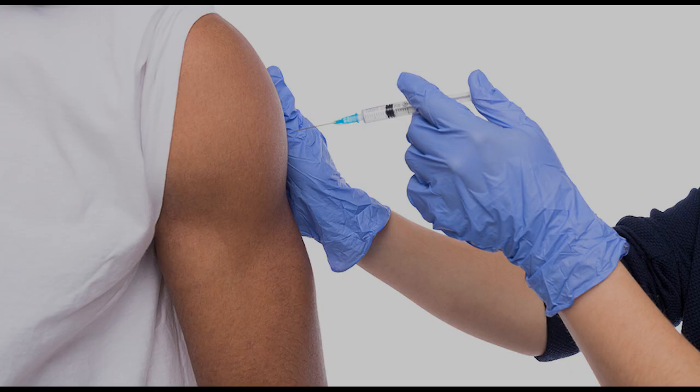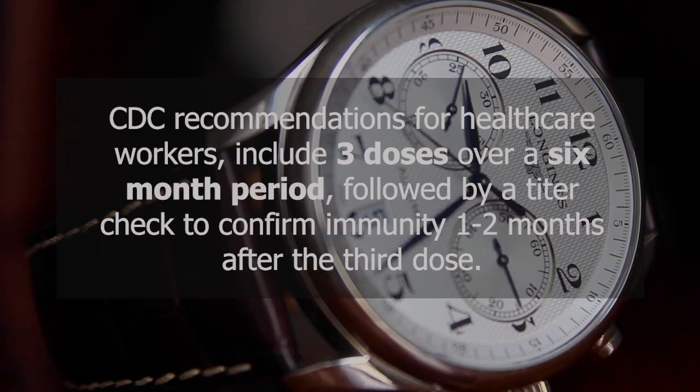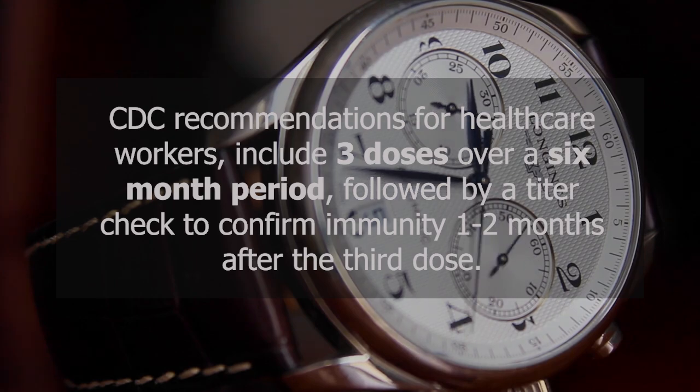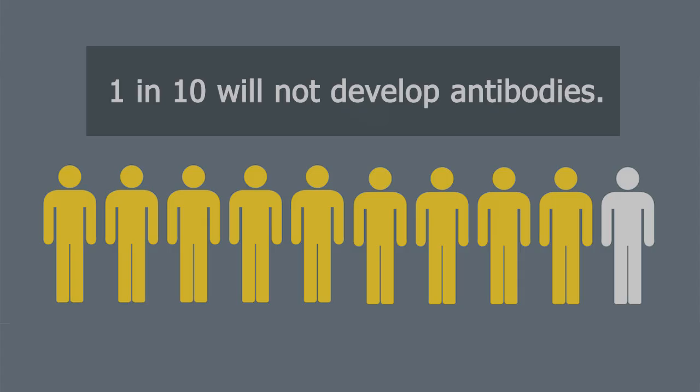The vaccination is given in the deltoid muscle in 3 doses over a 6-month period. Current CDC recommendations for healthcare workers call for a titer 1 to 2 months after the 3rd dose to confirm antibodies. The Hep B vaccination is only about 90 to 92% effective, so up to about 10% of individuals will never develop antibodies. These individuals are considered to be non-responders.